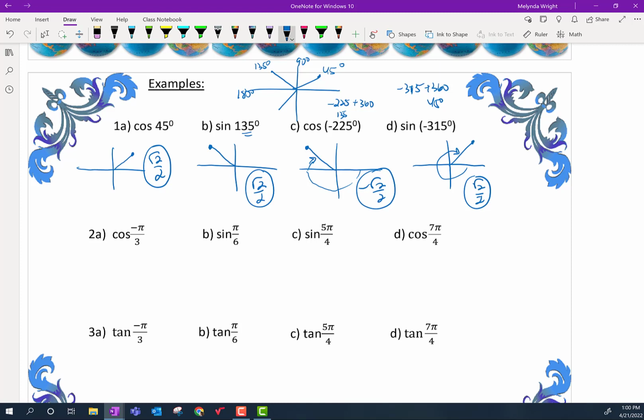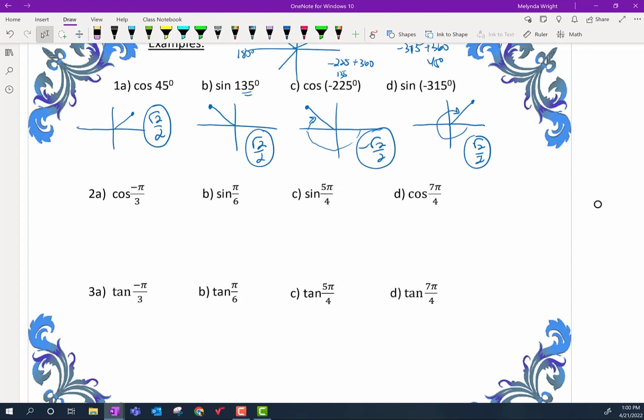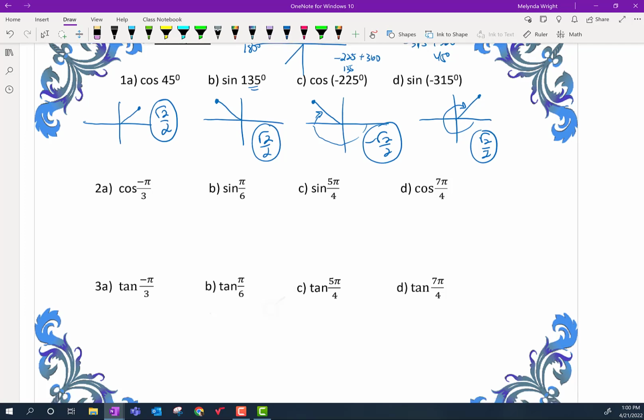All right, so now let's move into radians. Radians are way more fun anyway. I've had questions like, how do I know whether it's a 45, 45, 90 or a 30, 60, 90? Well, look at the denominator. These denominators are fourths, so these are going to be 45, 45, 90s. Look at these denominators. These are 3, 6, and 3. These are going to be 30, 60, 90s. That's just the way that it works. We can tell by the denominator.